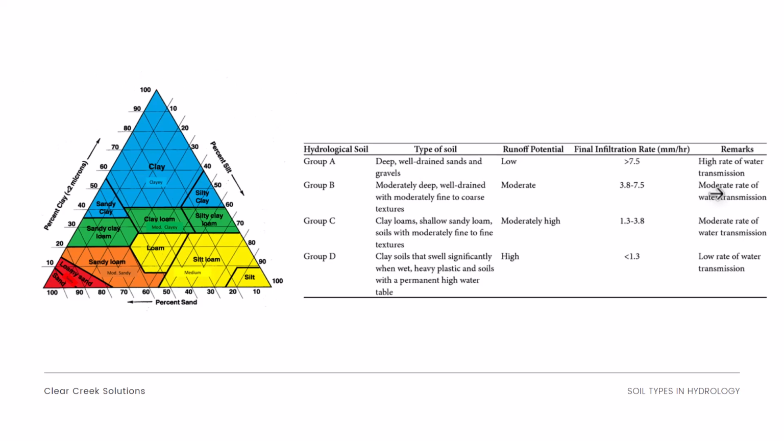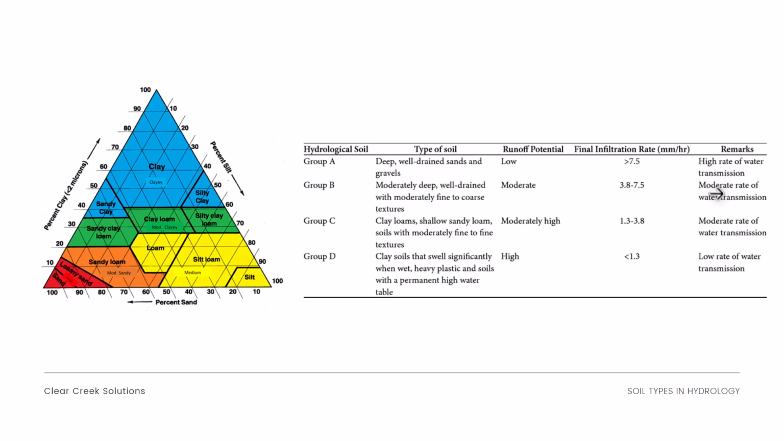Then group B is moderately deep, well-draining, with moderately fine to coarse textures. It has a moderate runoff potential, and a lower infiltration rate than group A, but greater than C and D. And then for group C, these are clay loams or shallow sandy loam soils with moderately fine to fine texture. The runoff potential is moderately high, and they have a final infiltration rate of about 1 to 4. And then group D, which is clay soils that swell significantly when wet.